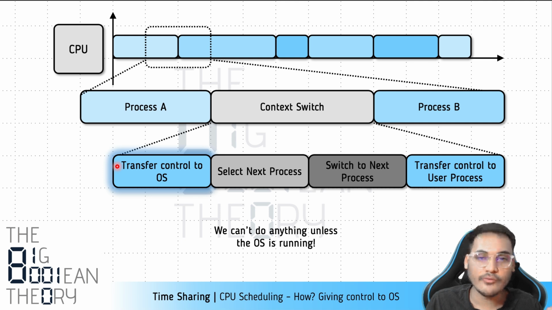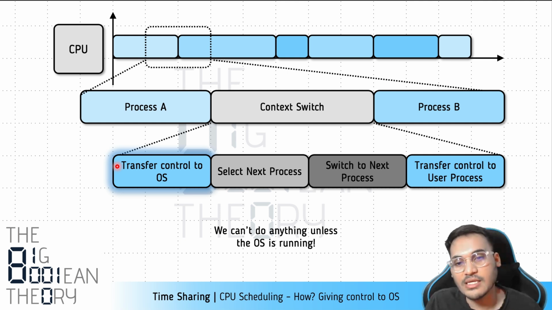So the thing is that when process A is running, process A will not give up the control of the CPU on its own. It might, but there is no guarantee. So unless process A gives up the control of the CPU and transfers the control to the operating system, until then we can't do anything.